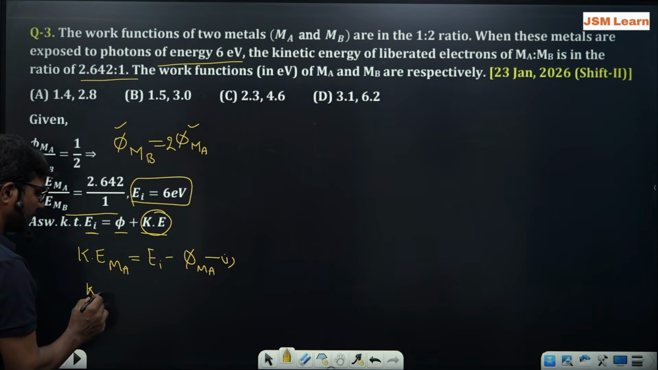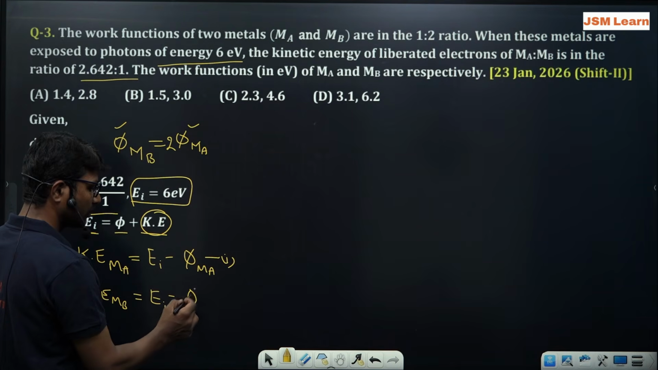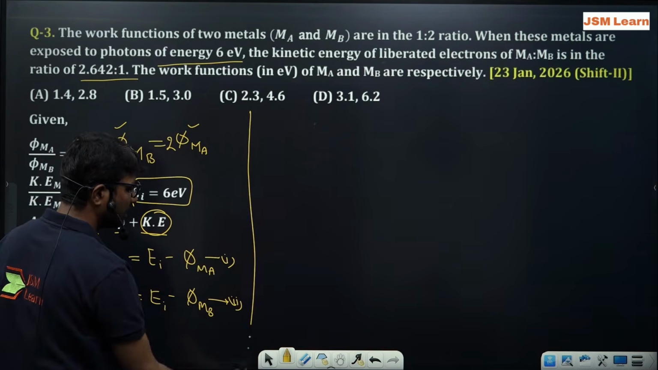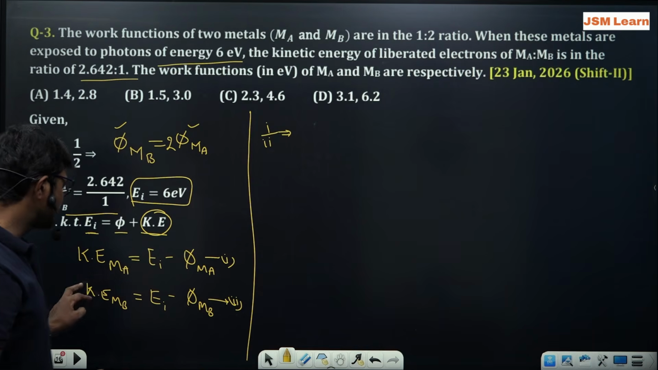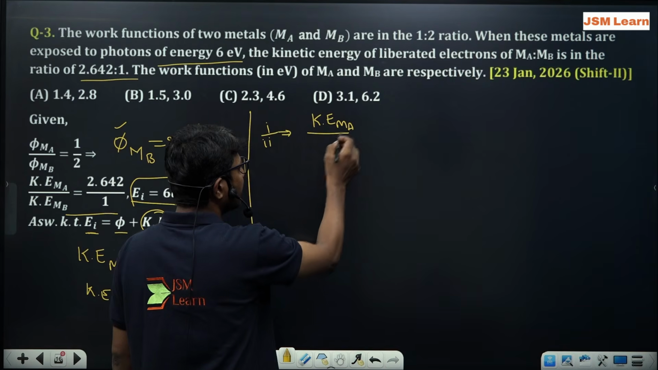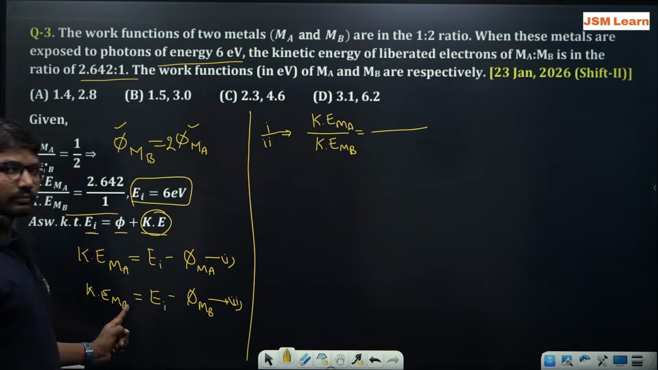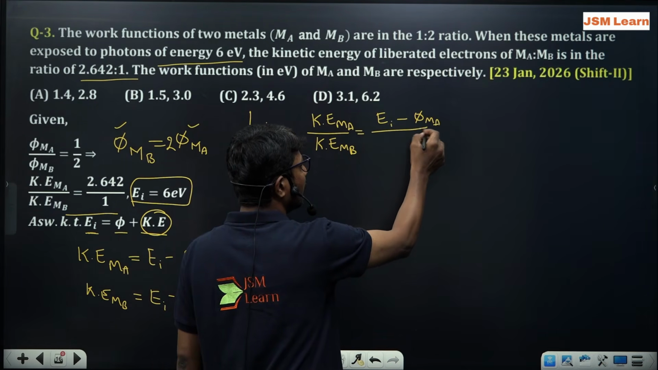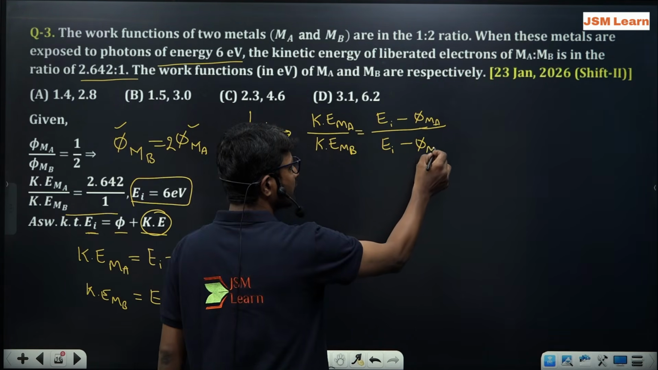Next, the kinetic energy of metal B can be written as the incident light's energy minus the work function of metal B. So I am writing this as equation number 2. Now from these, if we divide equation 1 by 2, then we can write, look at the information, the kinetic energy of metal A upon the kinetic energy of metal B is equal to the incident light's energy minus the work function of metal A, upon the incident light's energy minus the work function of metal B.